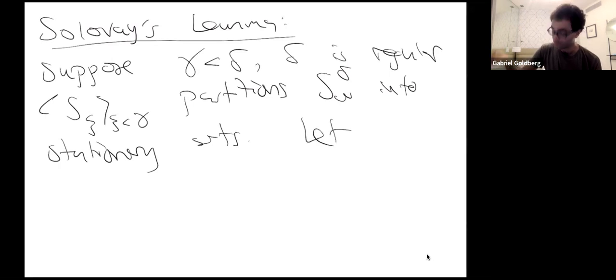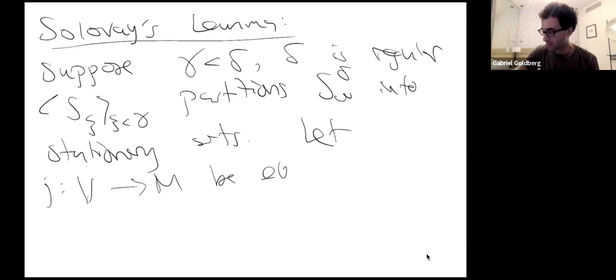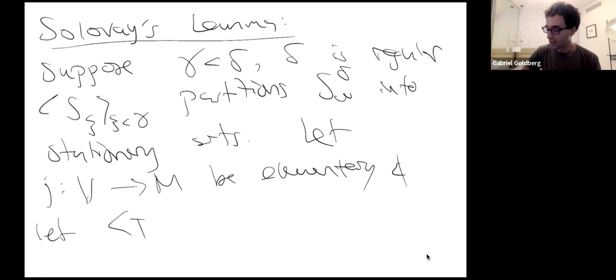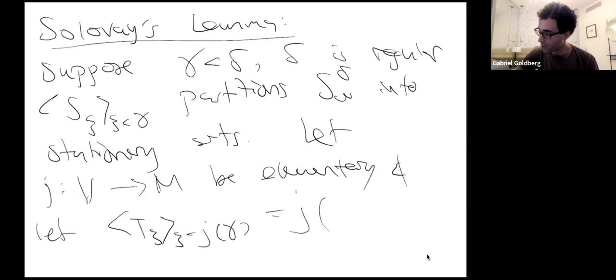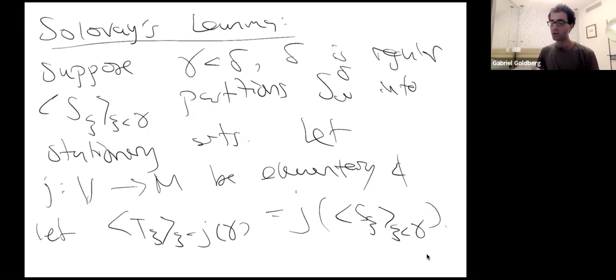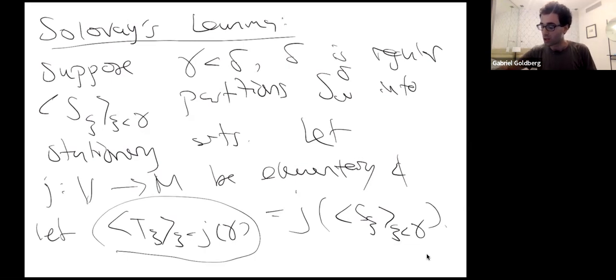So let j from V to M be an elementary embedding, and let T sub xi for xi less than j of gamma be the image of these stationary sets under j. Now j is not an elementary embedding from V into V, so there's no reason to think that all of these are actually stationary subsets of j of delta. This is just some sequence of subsets of j of delta, and it's not clear which ones are actually stationary.